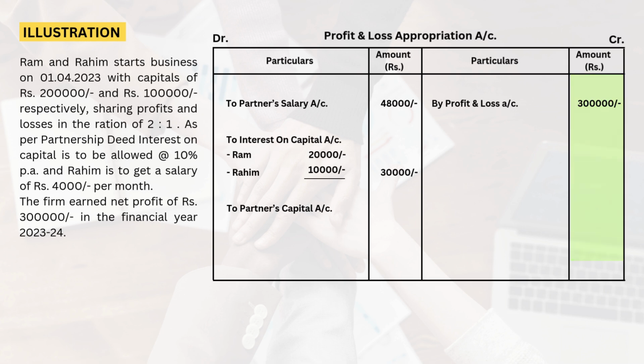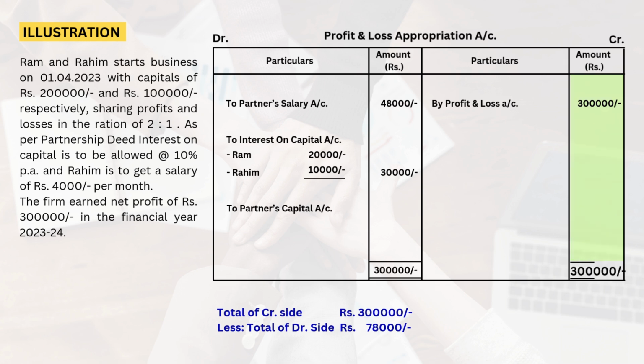Total of the credit side of the profit and loss appropriation account is rupees 3 lakh. And total of the debit side is rupees 78,000. We can see that the total of the credit side is greater than the total of the debit side. Hence, we shall write the total amount of the credit side as total of both the sides. Now the difference between debit and credit is the divisible profit, rupees 2,22,000, which will be distributed between Ram and Rahim.